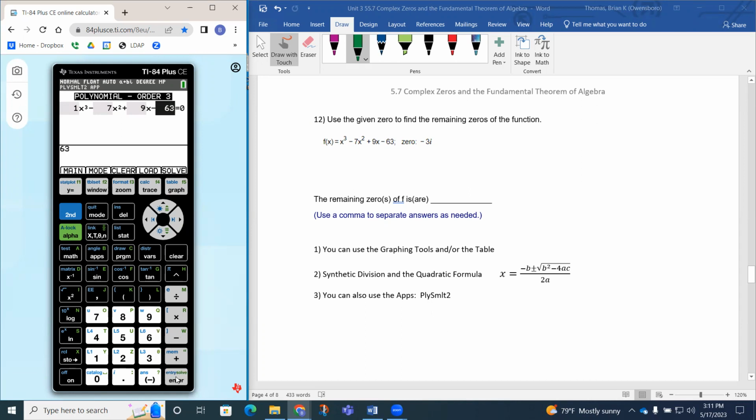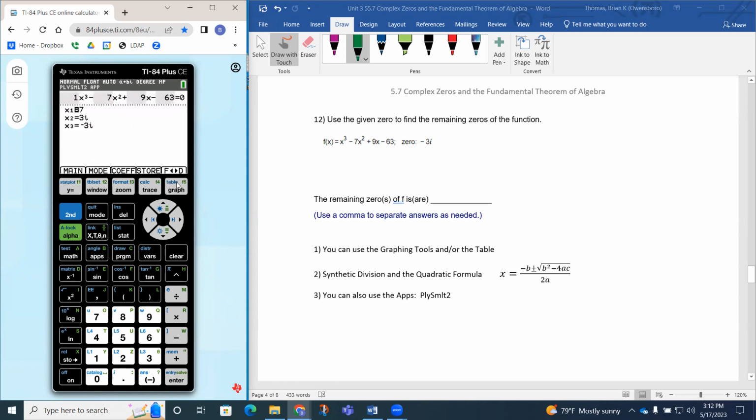Again, you may have something a little bit easier. A sub 3 just stands for the coefficient of the x cubed, which would be 1. A sub 2 would be the negative 7. A sub 1 would be the 9. And a sub 0 would be the negative 63. So we got that all entered.